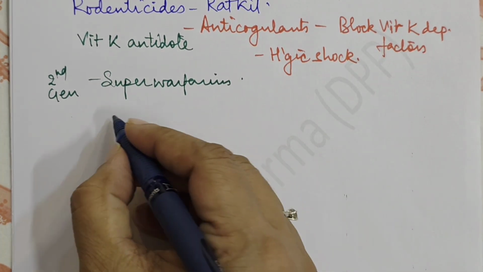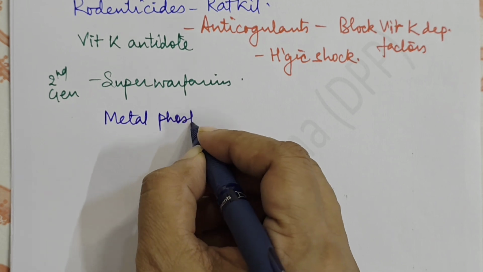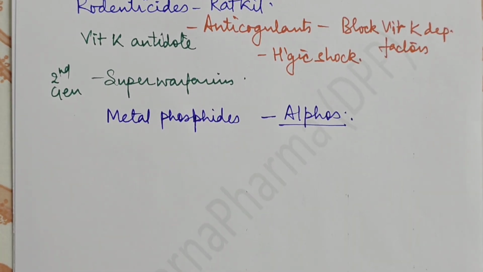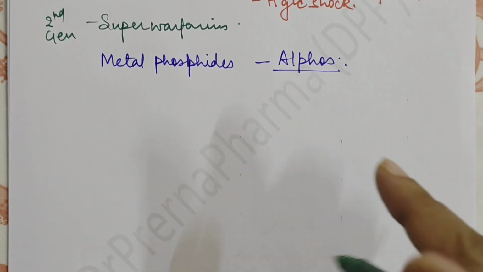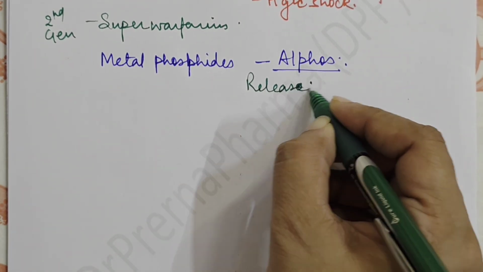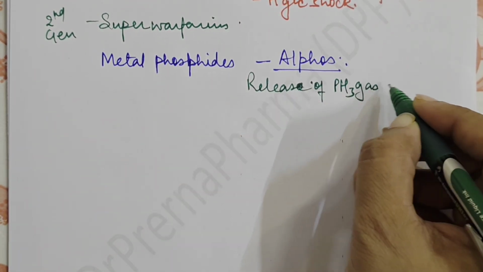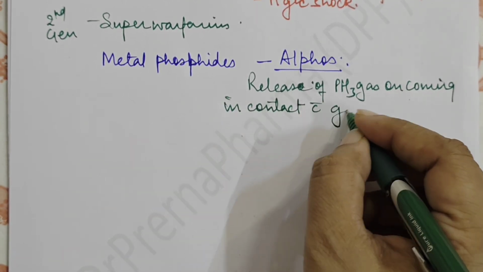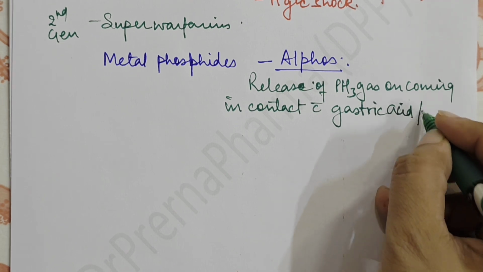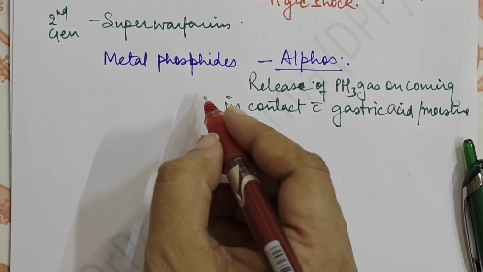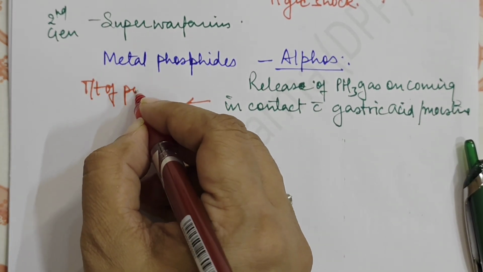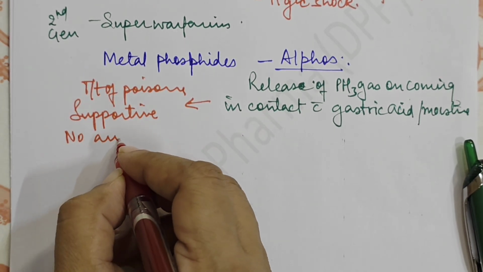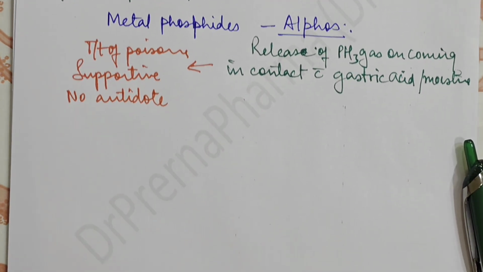Then we have some drugs which are basically metal phosphides. This includes alphos and sulfos. You have seen that in villages they keep these medicines in the grains. Now this sulfos causes release of phosphine gas, PH3 gas, on coming in contact with gastric acid or moisture, right? The treatment of this poisoning is only supportive. We don't have any antidote for this poisoning. Okay.